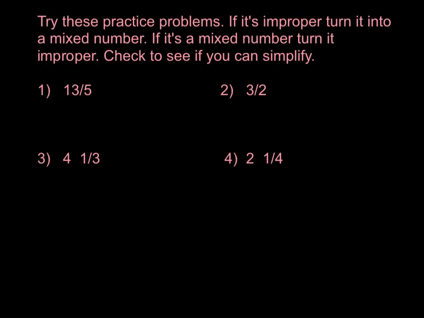Now try these 4 practice problems. If the problem is an improper fraction, turn it into a mixed number. If it's a mixed number, turn it into an improper fraction. Remember, if it's an improper fraction, you need to use division, and your remainder will be your numerator. If it is a mixed number, that is when you need to put multiplication on the bottom, addition on the top, and bring your answer around. At the end of these problems, you need to check and see if you can simplify the fraction.